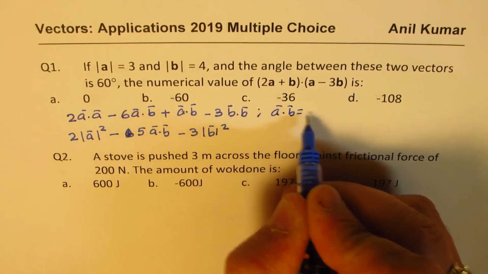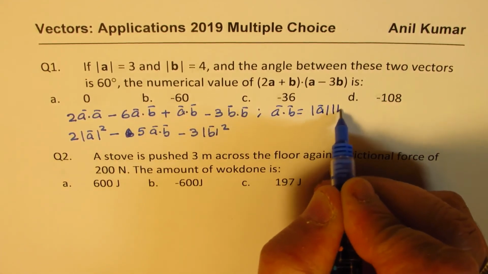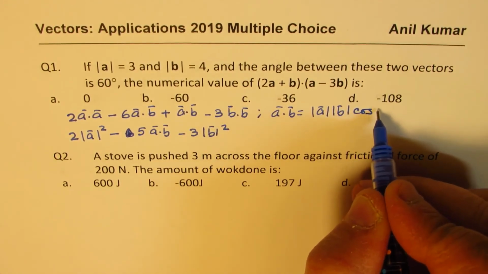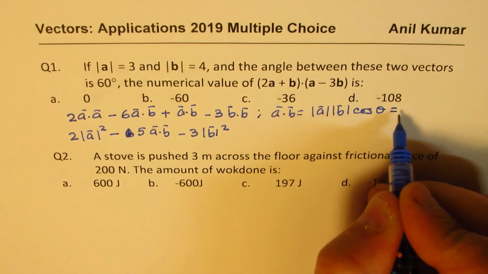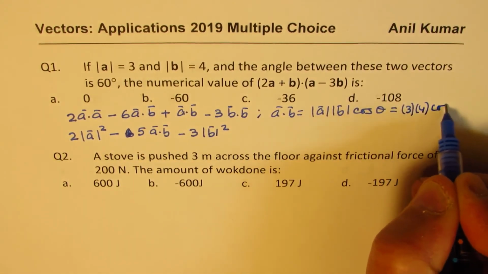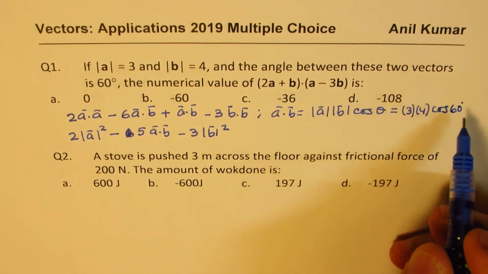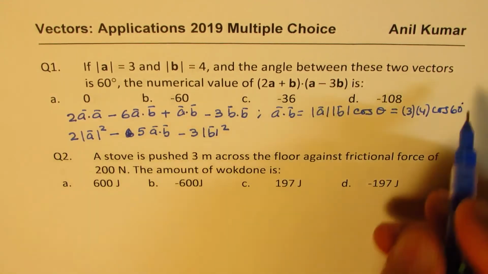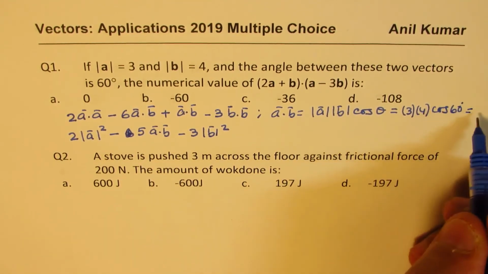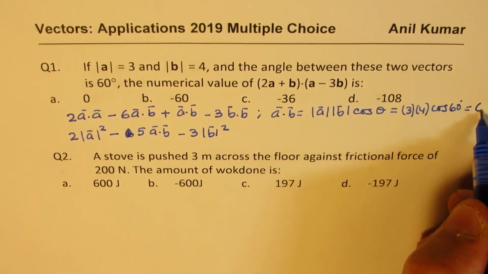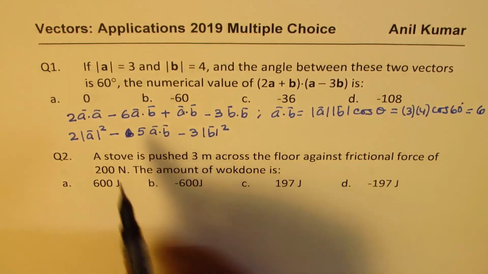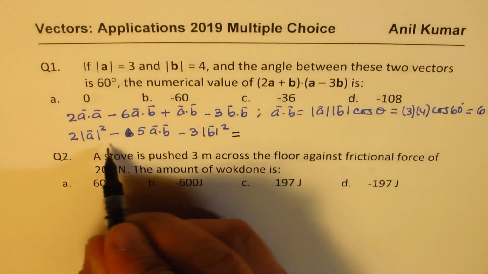A dot B is basically magnitude of A times magnitude of B times cos of the angle between them, which is 60 degrees, right? So 3 times 4 times cos of 60 degrees, and cos of 60 degrees is half, right? So that gives you 3 times 4, 12, and half will be 6, correct? So A dot B is 6 for you. Now we can place these values here and find the answer.